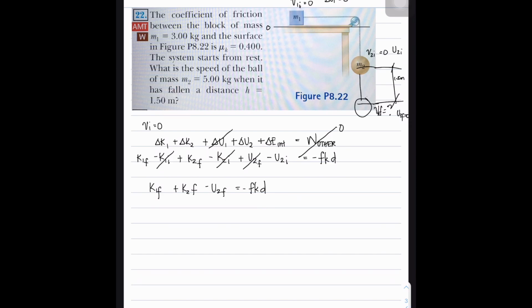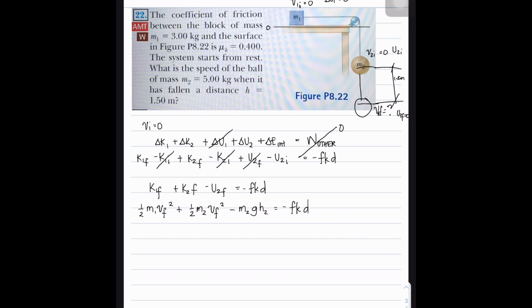Now, for K1, our formula would be 1/2 of M1 and then the final velocity squared. For K2F, we have 1/2 M2 final velocity of that object minus mgh, so M2 gravity and height 2. In this case it's 1.5 meters, is equal to negative fkd. So that's our working formula.